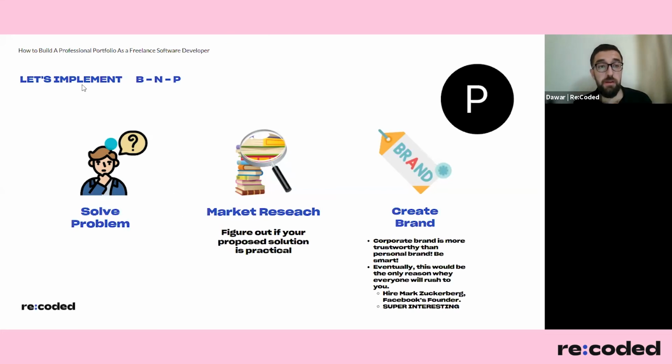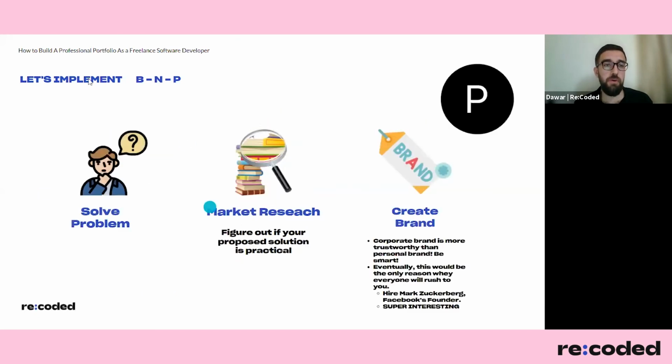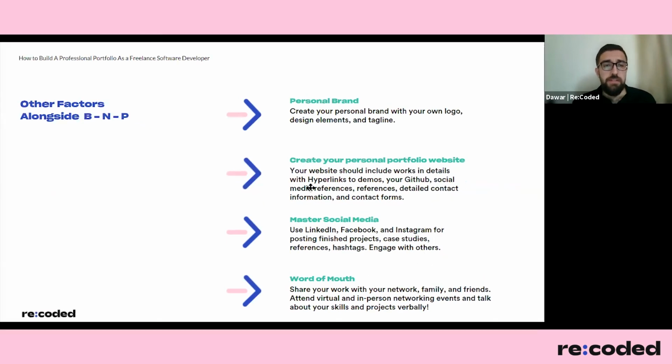So, very quickly, getting to those 3 points, B, N, P. These 3 points will really help you to be called a professional freelance web developer. And other factors besides these are some general guidelines that you can follow to further enrich the concept of professionalism in your career as a freelance software developer. First, create your own personal brand, have your own logo, design elements and taglines, especially on your social media accounts. This would definitely contribute to your professionalism.